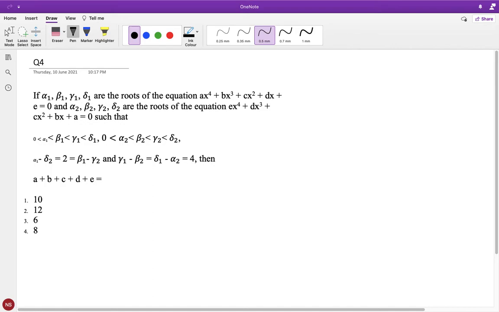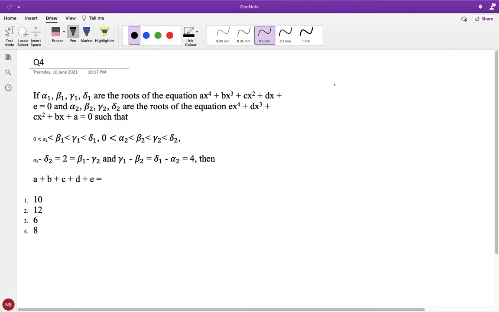If alpha 1, beta 1, gamma 1, delta 1 are the roots of the equation ax4 plus bx cube plus cx square plus dx plus e is equal to 0, and alpha 2, beta 2, gamma 2, delta 2 are the roots of the equation ex4 plus dx cube plus cx square plus bx plus a is equal to 0, such that 0 is less than alpha 1 is less than beta 1 is less than gamma 1 is less than delta 1, and 0 is less than alpha 2, beta 2, gamma 2, delta 2. Then a bunch of equations are also given. Alpha 1 minus delta 2 is equal to 2 is equal to beta 1 minus gamma 2, and gamma 1 minus beta 2 is equal to delta 1 minus alpha 2 is equal to 4. Then a plus b plus c plus d is what?